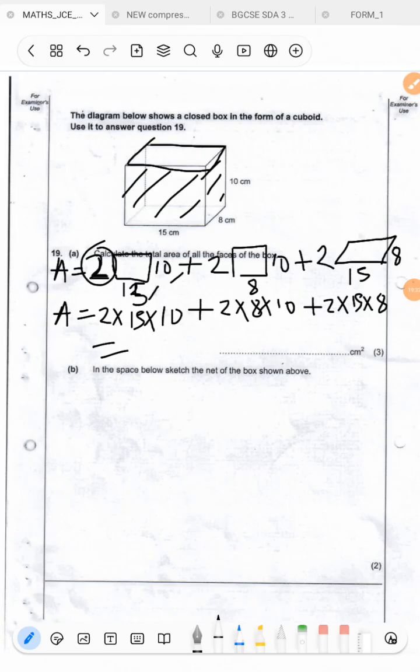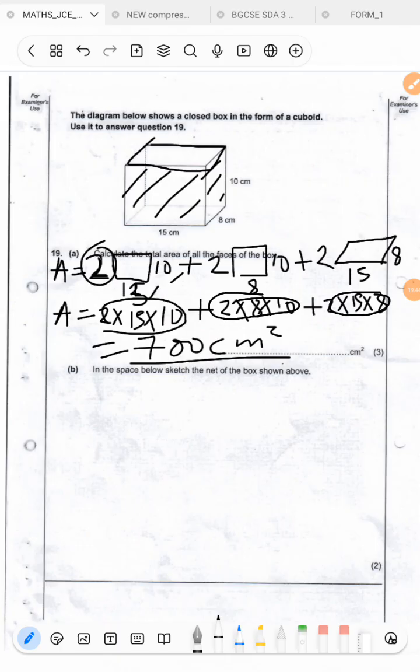Then this is going to give you 700 centimeters squared. Of course you have to come up with the answer here, then the answer here, the answer there, so that you show all of your work. Okay, on to the next one.